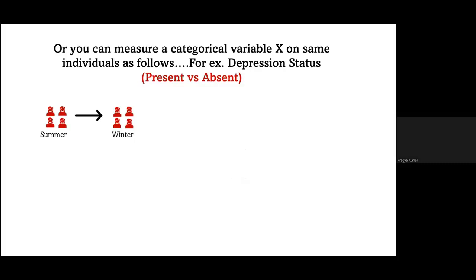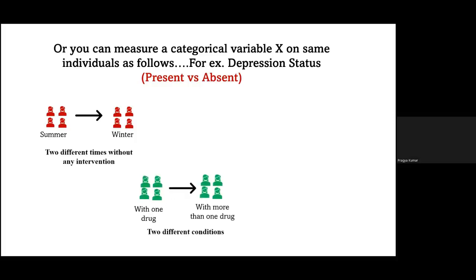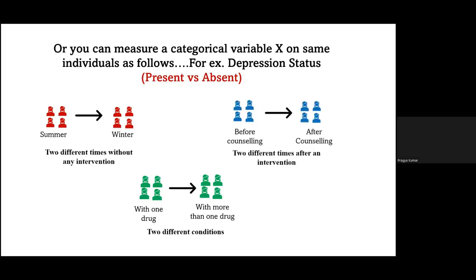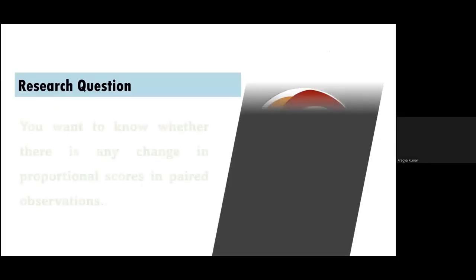Again, in this case, we can measure a categorical variable like depression status. So you can measure the presence or absence of depression at two different time points without any intervention. You can measure the depression with one drug and then with more than one drug, or you can measure the depression before the counseling or after the counseling. In all these three cases, they are paired values. That means paired observation. So what can be the research question?